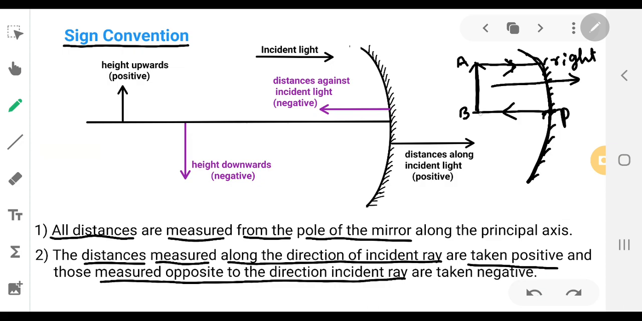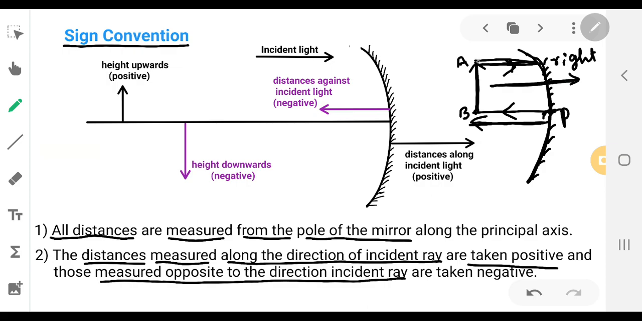Now we'll measure the object distance. According to the first point, how does the object distance have to be measured? From the pole to the object. Now look at the direction of the measurement. It is towards the left. And what is the direction of the incident ray?